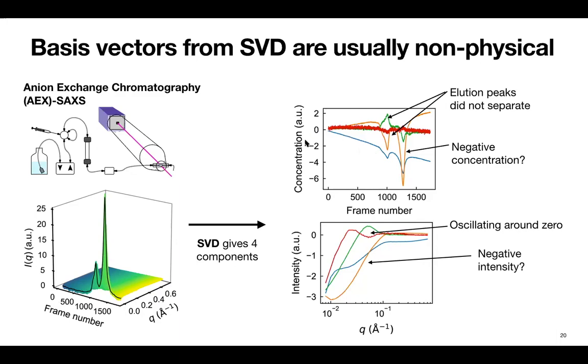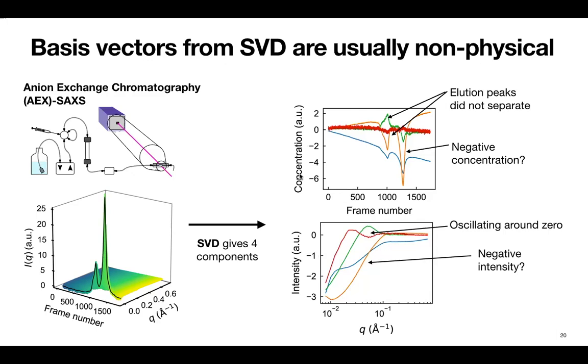What are those components? These are the concentrations that we get, and these are the intensities. And you can immediately see that this is not all that useful. The elution peaks didn't separate, so we would suspect that maybe one of these peaks is one species and the other peak is a different species. But in this scheme, everything has 2 peaks. Also, these intensities are negative, which can't be right, and they oscillate around 0, which can't be right. SAXS intensities from proteins are always positive.